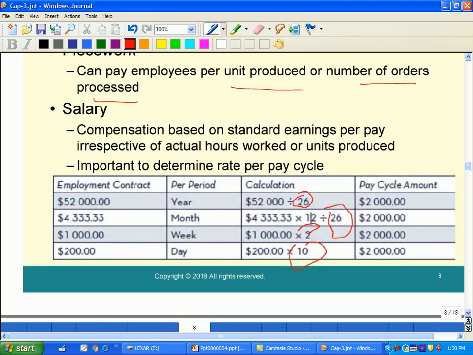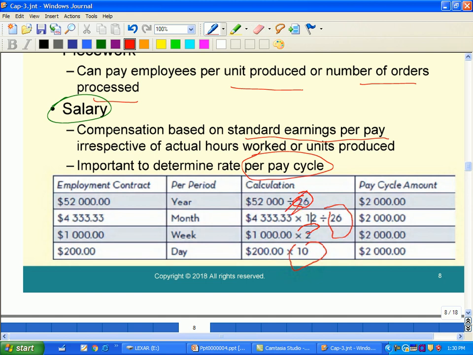Okay. So, compensation of the salary will be based on the standard earnings per day per pay period. Okay. So, irrespective of actual hours worked or units produced, it is important to determine the rate per cycle. Okay. Now, as I mentioned, you will know what a 26 pay period is, a 12 pay period, or whatever, weekly, bi-weekly. So, this is a self-explanatory explanation over here.